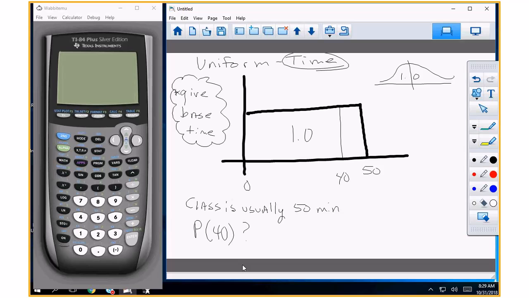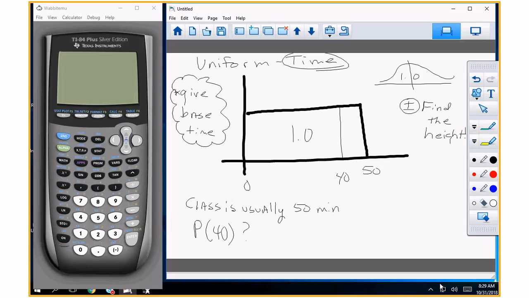Okay. All right, class is usually 50 minutes. So what is the probability of 40 minutes? Well, you have to, number one, find the height. And I always have a problem with spelling height, so I hope I spelled that right. Find the height.